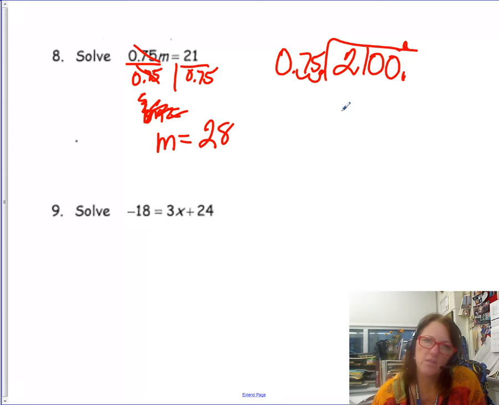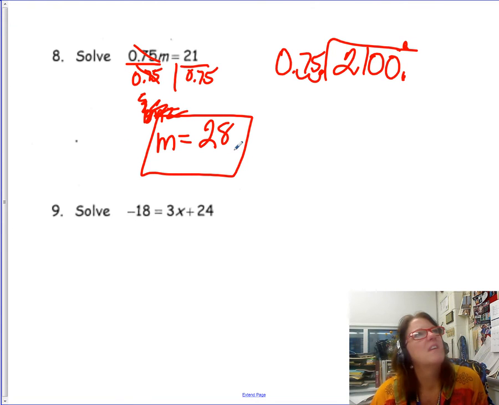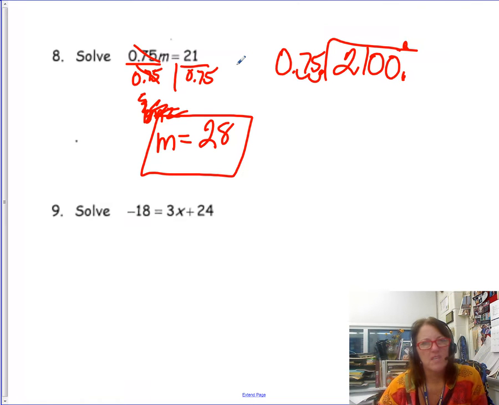I just took 21, I divided by something, and I get an answer that's larger than what you started with? Well, that's because when you divide by this, it's less than 1. Dividing by something smaller than 1 is the same as multiplying by its reciprocal. The reciprocal would be bigger than 1. That's why. Cool. Check it, make sure it works.